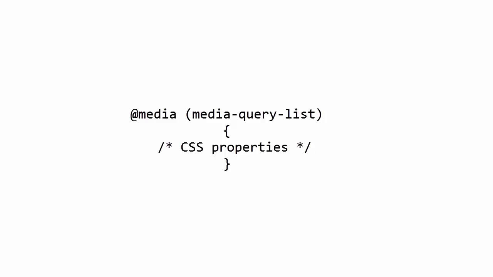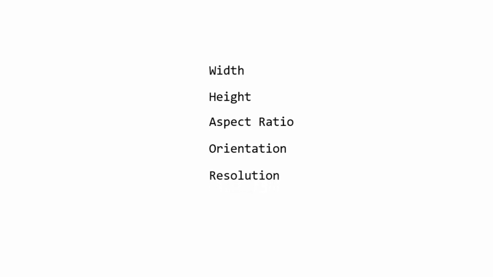Media queries have the following syntax. It starts with the @media keyword followed by a media feature condition in parentheses. This is followed by the CSS property you would like to assign based on the value of the media feature that you have specified. The media feature condition could be width, height, aspect ratio, orientation, resolution, color, etc.